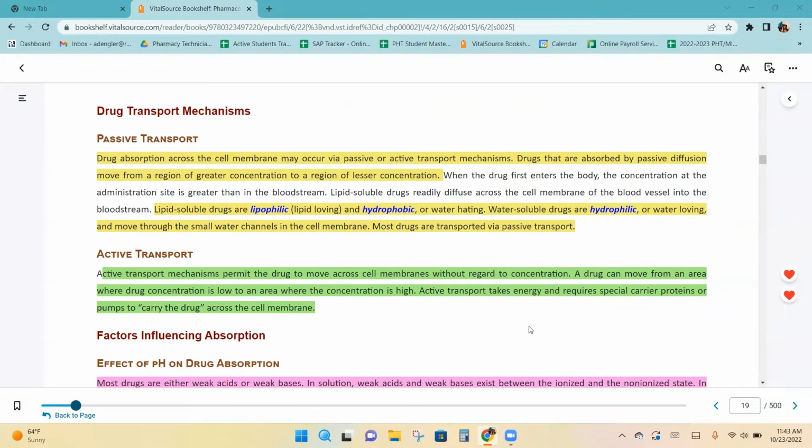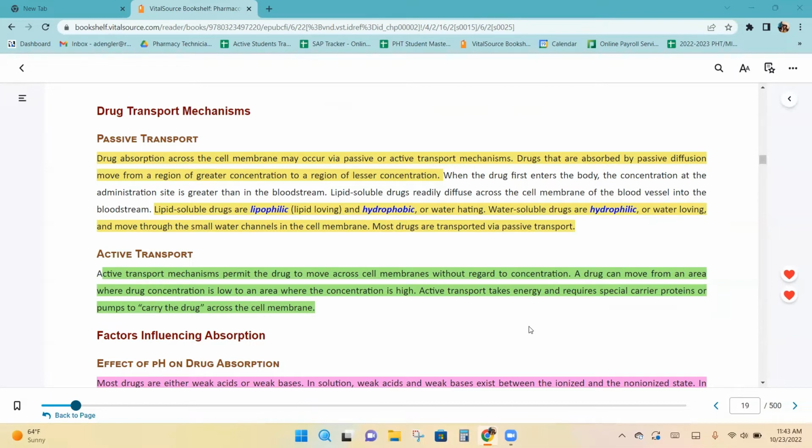Lipid-soluble drugs are lipophilic, lipid-loving, and hydrophobic, or water-hating. Water-soluble drugs are hydrophilic, or water-loving, and move through the small water channels in the cell membrane. Most drugs are transported via passive transport.